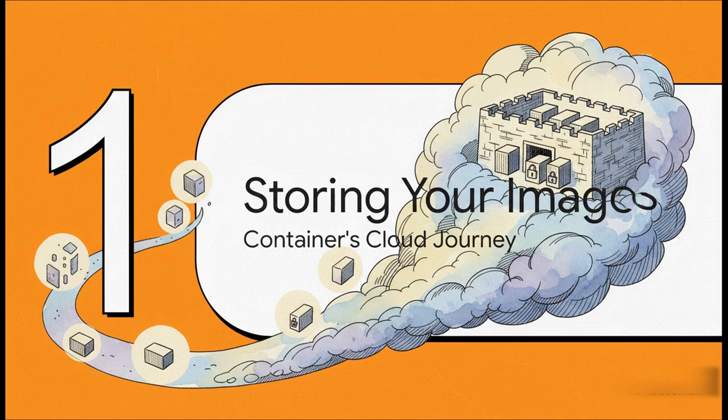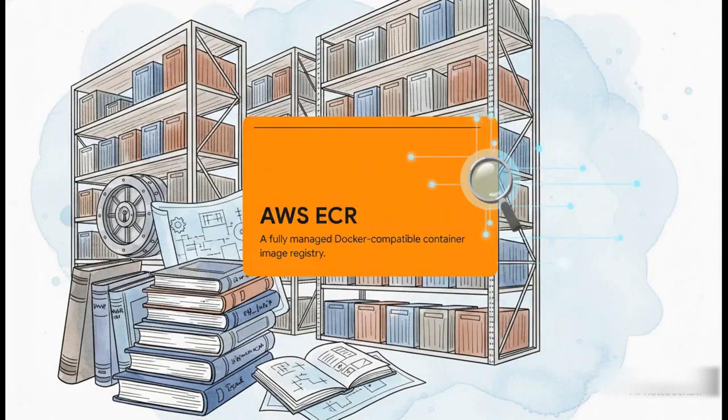Okay, so let's start at the very beginning of your container's journey to the cloud. Before you can run your app, you've got to have a place to park the image, right? A safe, secure spot to store it. And for that, AWS has the perfect tool: ECR, the Elastic Container Registry. Honestly, the easiest way to think about it is like a super secure private library just for your container images. It's where you store the blueprints for your application before you go and build the house.